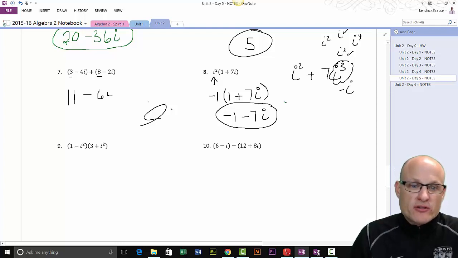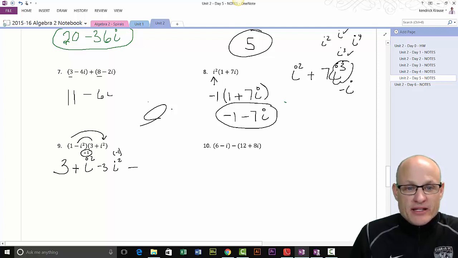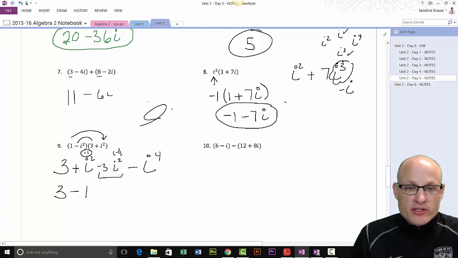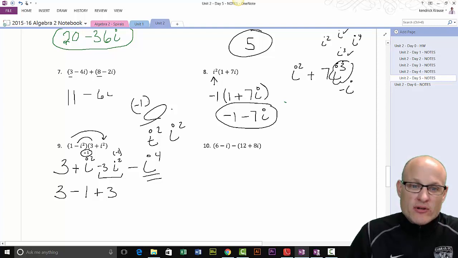All right, do we have difference of perfect squares? Ooh, not quite. We got a 3 and a 1. So we got to double distribute. So you get 3 plus i squared, right? And this is really negative 1. And then this is minus 3i squared, but that's really negative 1. And then minus i to the fourth. Well, this is really 3 minus 1. And then this, because it's minus 3 and minus 1, that's plus 3, those two negatives. And then i to the fourth. Isn't i to the fourth really an i squared and an i squared? And those are negative 1 times negative 1, which is positive 1. So this is really just a plus. Oh, excuse me.